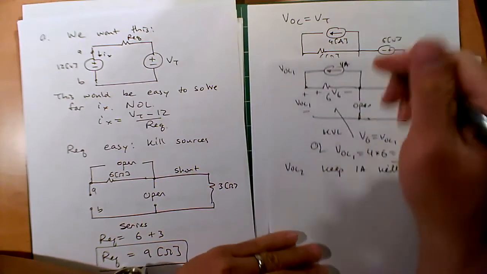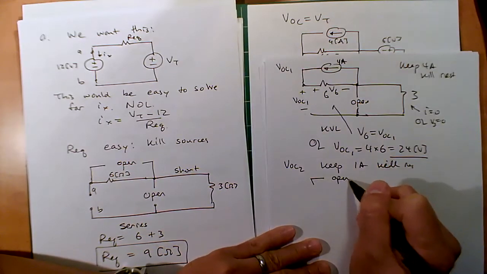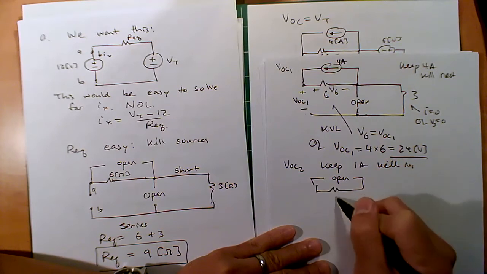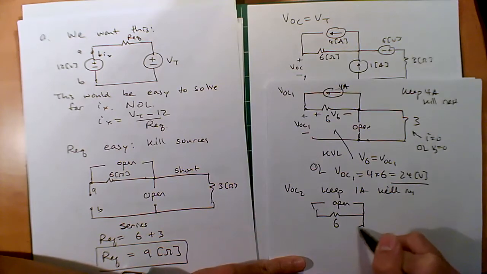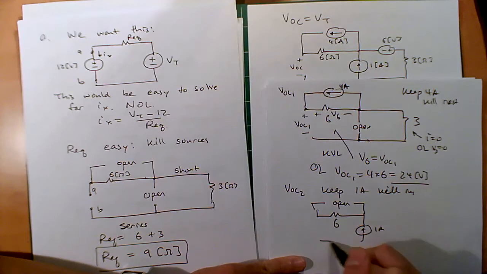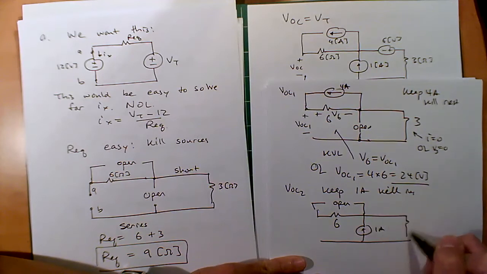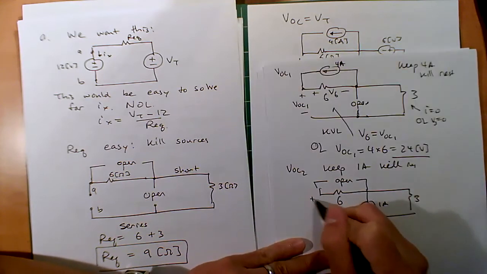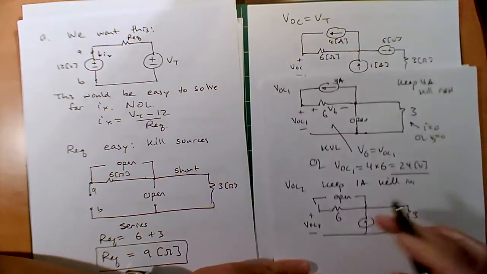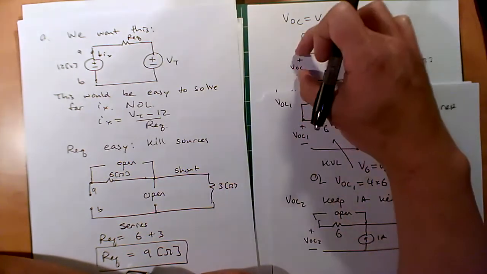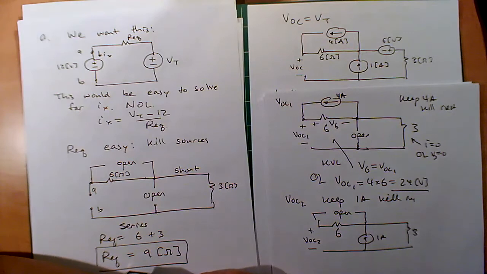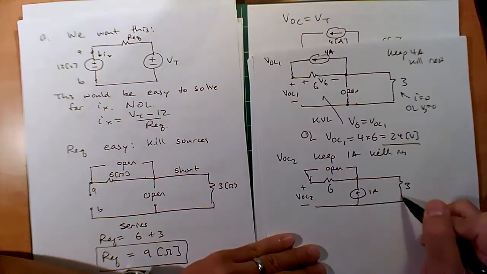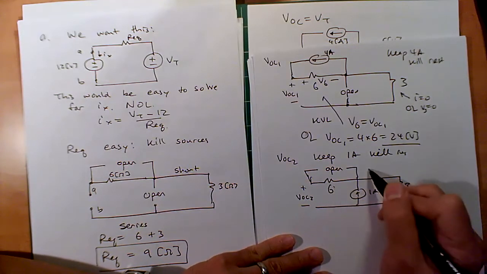Okay, so what do we have? We have open. We have the 6 ohm. We have the 1 amp. And we have a short, and we have the 3 ohm, and we want VOC2. Notice the same polarity as the original, okay? Any simplifications? Ooh, we have the same one here.